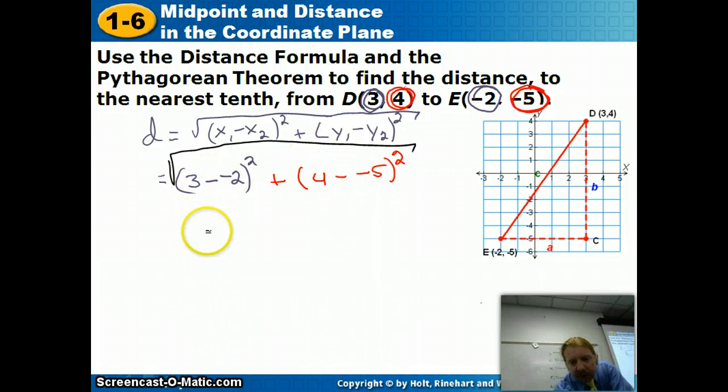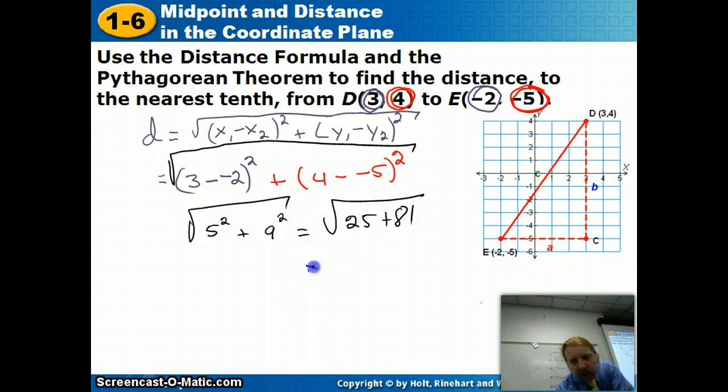So this expression becomes 5 squared. This expression becomes 9 squared. And then I'm taking the square root of the whole beast. So it's the square root of 25 plus 81, which is the square root of 106. It says rounded to the nearest tenth.